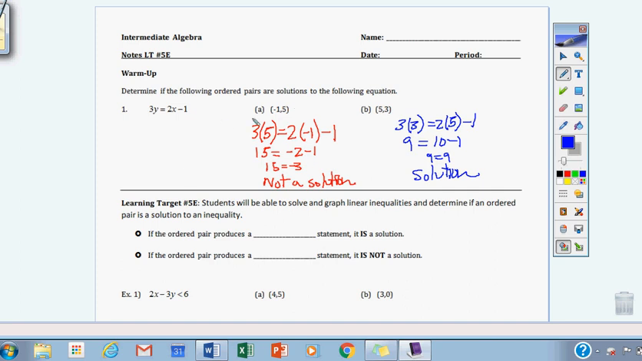But look at your warm-up there. Hopefully you tried it. You can see why we get one is a solution and one is not a solution. But I'm going to show you the video and the rest of the notes here for our new learning target.